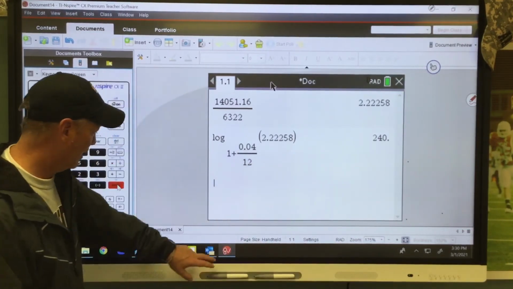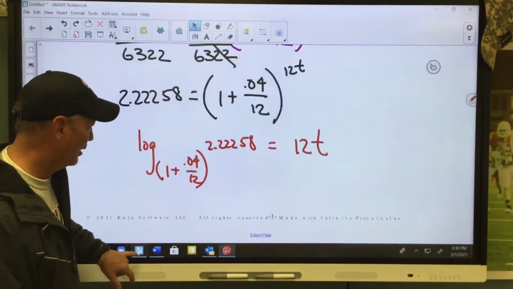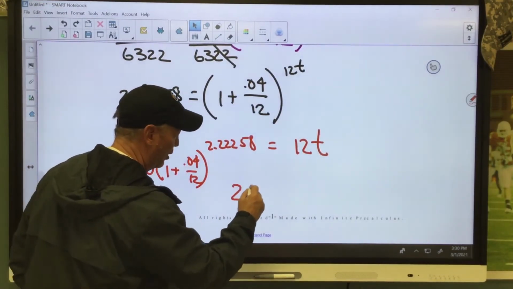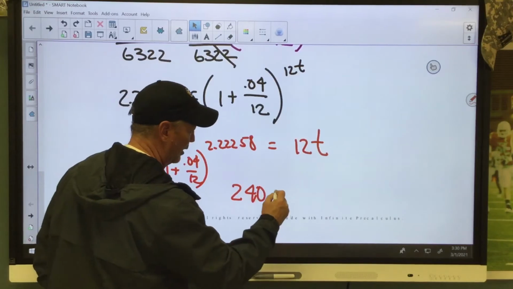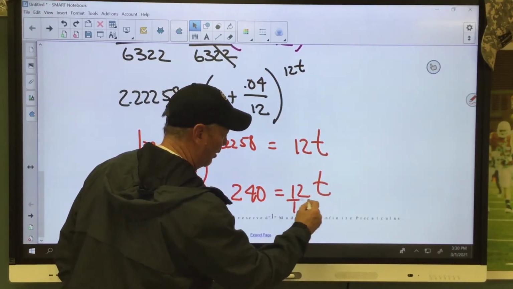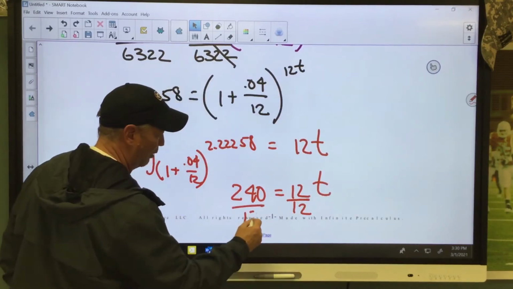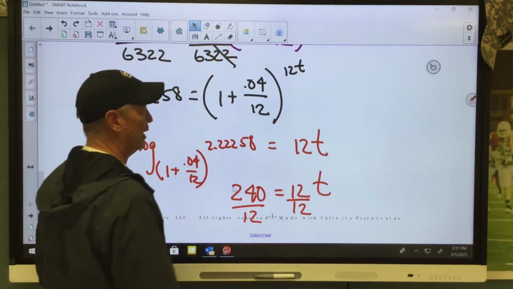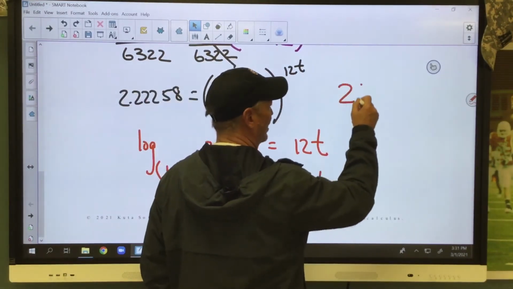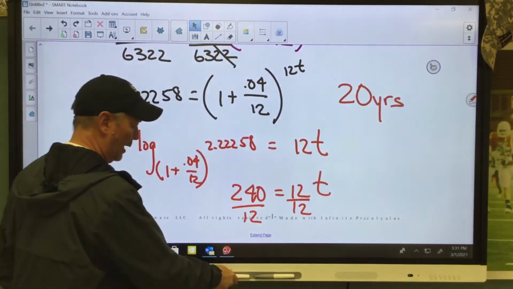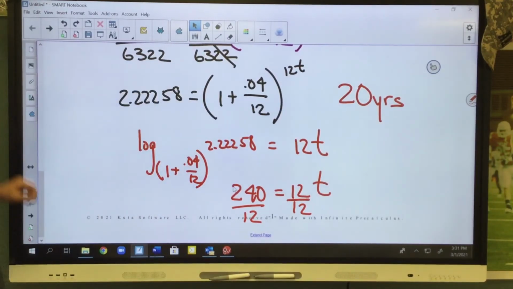240. And remember what we said, we were going to divide by 12. 240. We're going to divide by 12, and we're going to find out that my time is 20. It's going to take us 20 years to get that balance. Okay? Let's try another one.